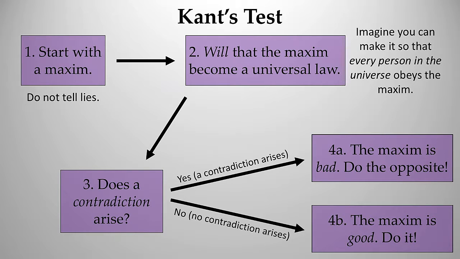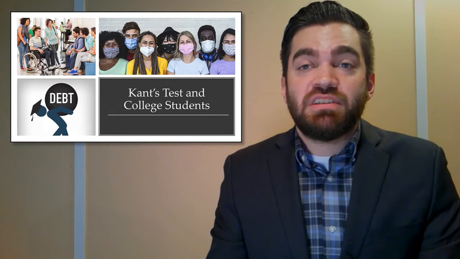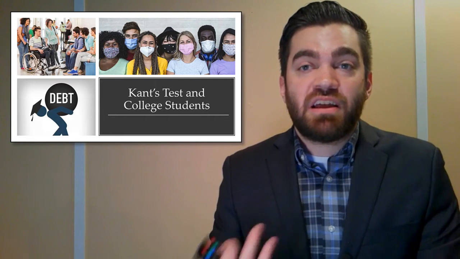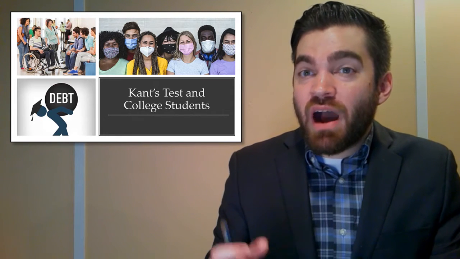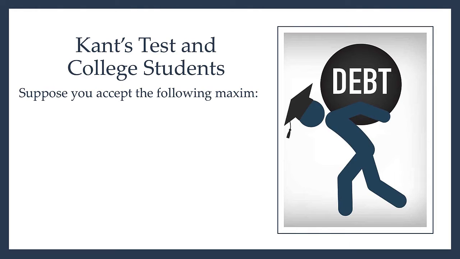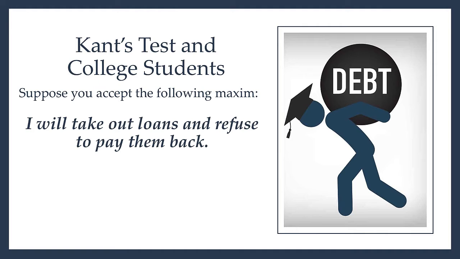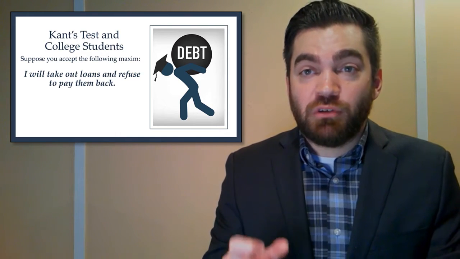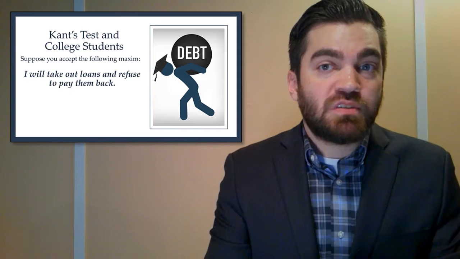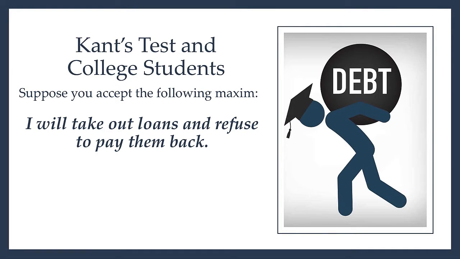So I'm talking primarily to college students. College students have lots of debt, right? So you take out a lot of loans so that you can go to college. What if when doing that, you operated according to the following maxim? I will take out loans and refuse to pay them back. So you're thinking to yourself, look, I don't want to pay these loans back. I'm going to live my life according to the following rule. I will take out loans and refuse to pay them back.